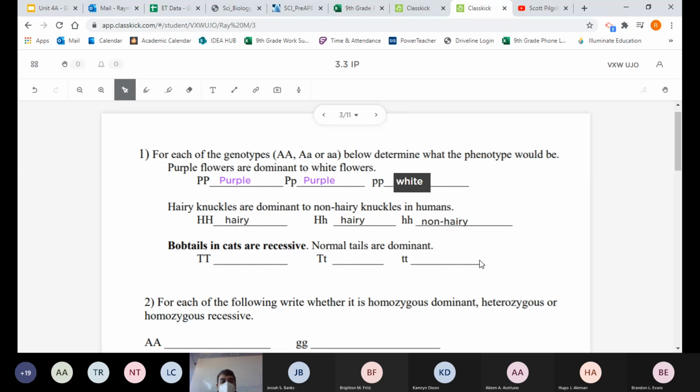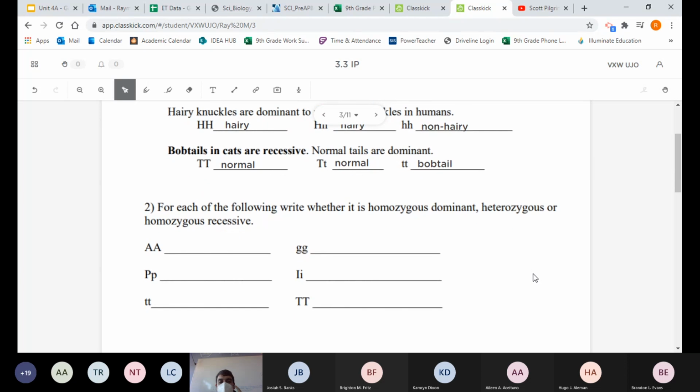Now, bobtails in cats are recessive. Normal tails are dominant. So going off that, we can see here, little t, that's going to be our recessive, so we'll say that's bobtail. Everything else then, normal. Normal traits are dominant. So our homozygous dominant and our heterozygote are both going to be normal. Now, in the science world, we don't like to say normal because it makes some people feel bad. So what we say is normative, which, you know, is not much better, but you get the idea.